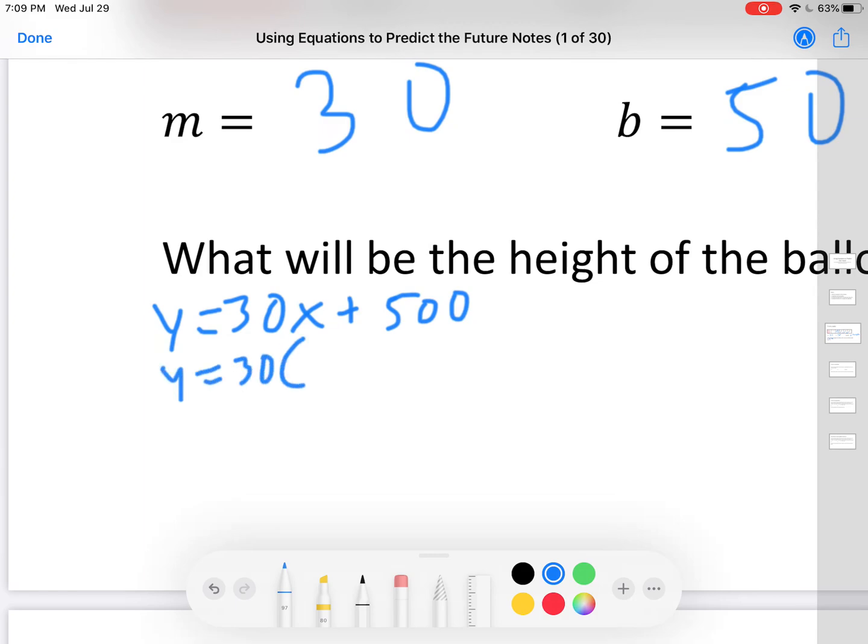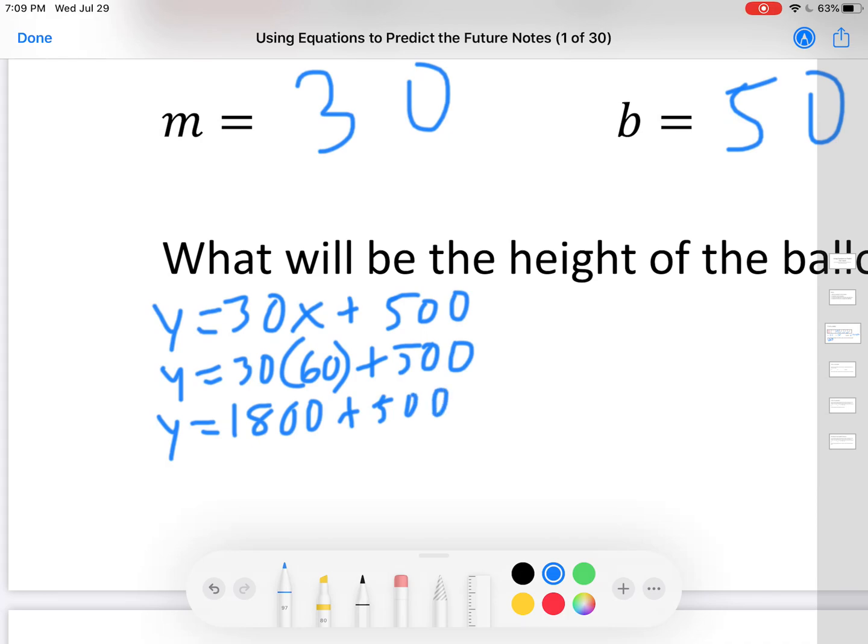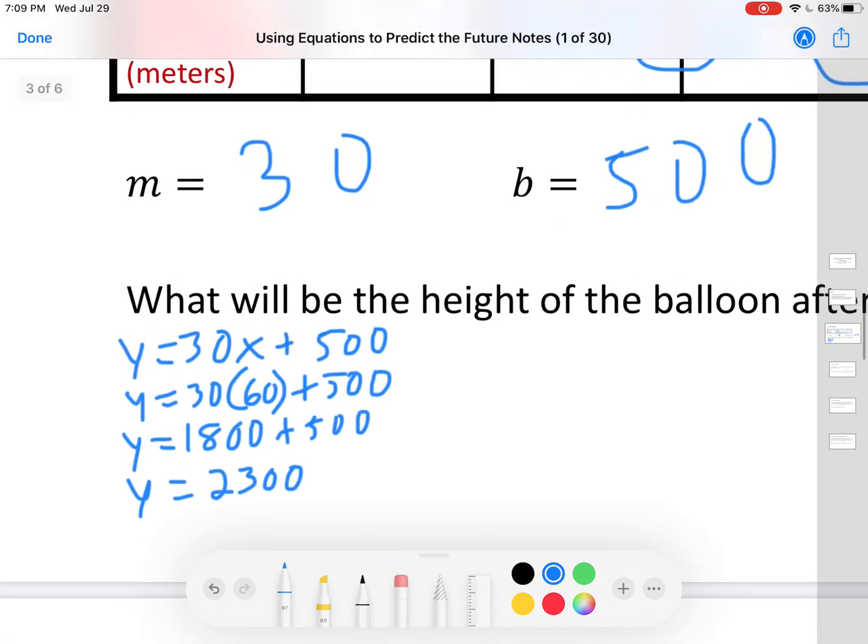So y equals 30 times 60 plus 500. Then evaluate. Y equals 3 times 6 is 18, and 10 and 10 is 100, so it's 1800 plus 500. Y equals 1800 plus 500 is 2300. So that, by the way, is how you show your work. Make sure you have all of the steps. You have the original equation, you have the substitution step, and then all the steps to evaluate. You must show your work.